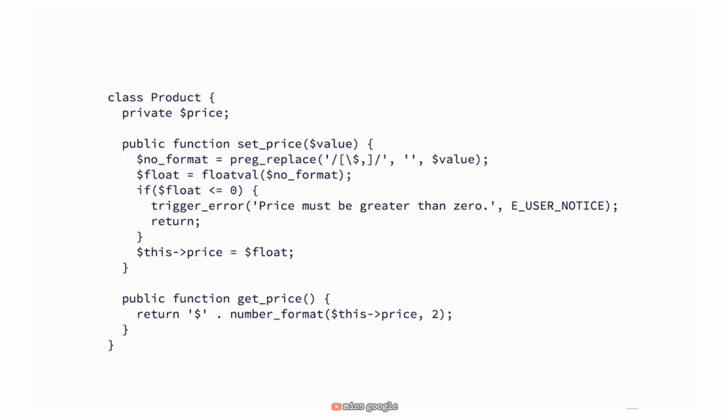And if it is, it's going to come back and return an error saying this product price can't be set to a negative value. Then, once all of that pre-processing is done, it'll actually set the value of the property. And then when we get the price back, I'm not simply just going to return the price. I'm going to put that dollar sign in front of it. I'm going to convert it to a string and make sure it has 2 decimal places.